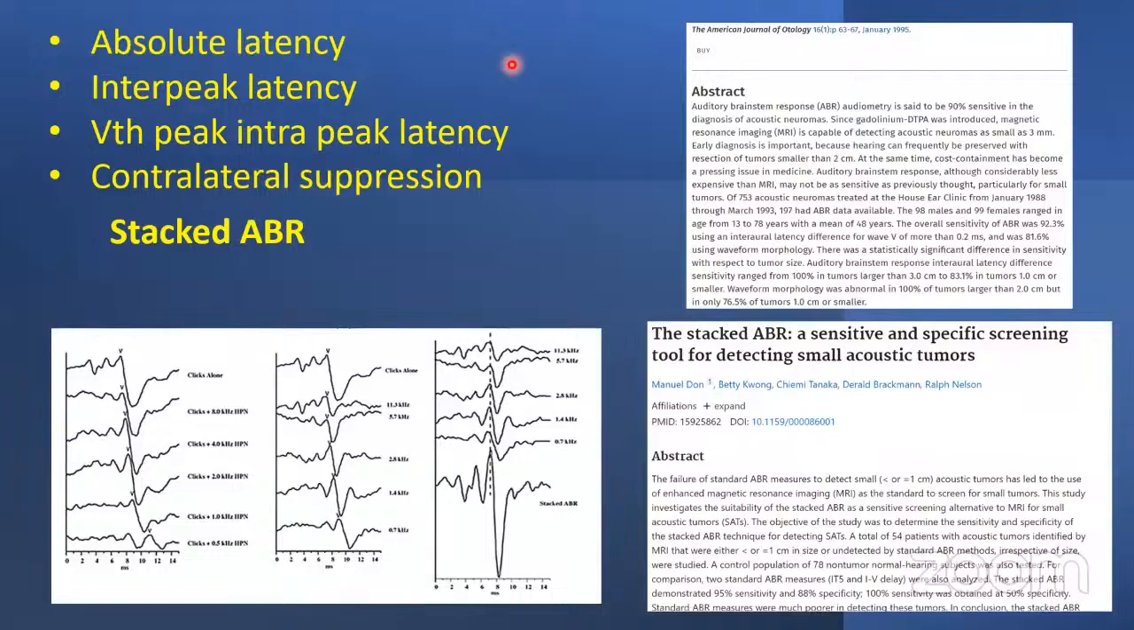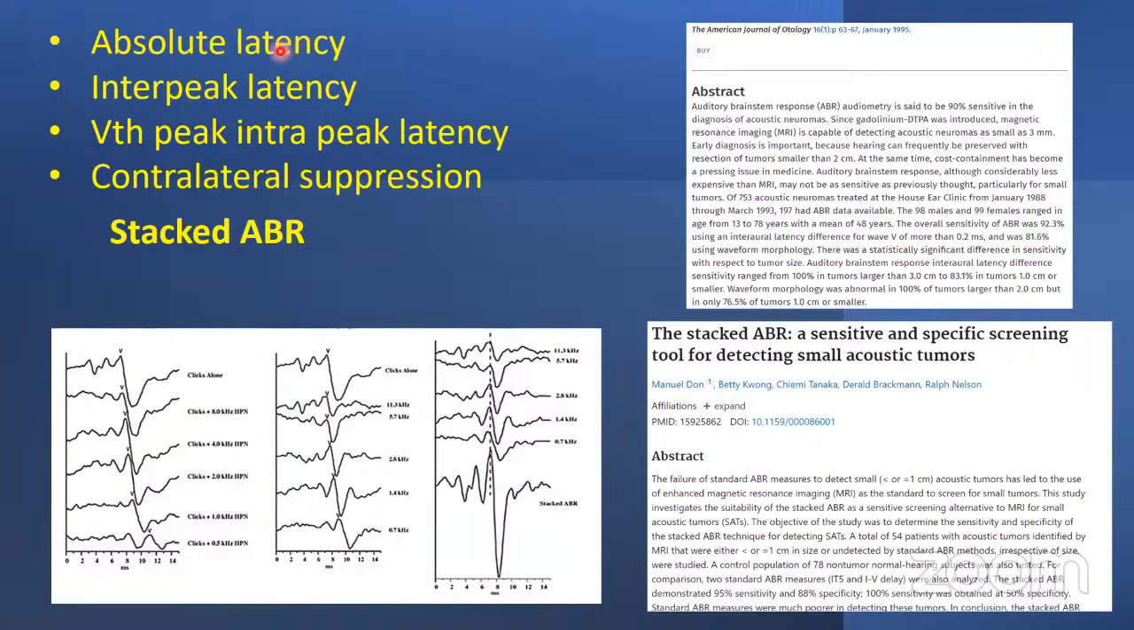So in many cases where the patient may not be very keen on going for MRI, or the complaints may not be as severe, a better cost-effective test to rule out could be an ABR SOL or a stacked ABR, where we can at least suggest whether there could be a retrocochlear involvement or not.